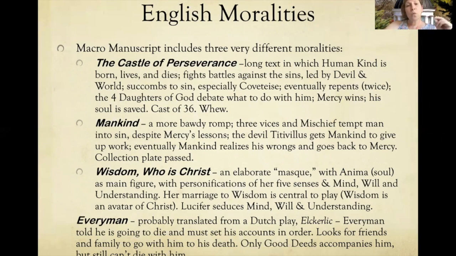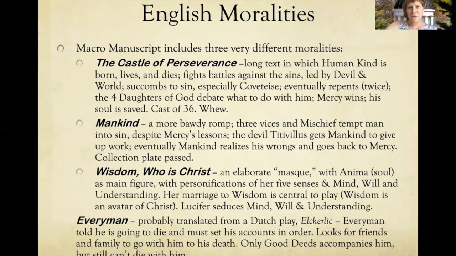There is one manuscript that comes from England in the 15th century, and it's called the Macro manuscript. It's named for the man who owned it, whose last name was Macro. This manuscript has three plays: the Castle of Perseverance, Mankind, and Wisdom, who is Christ. They are collected together, like an anthology of morality plays.